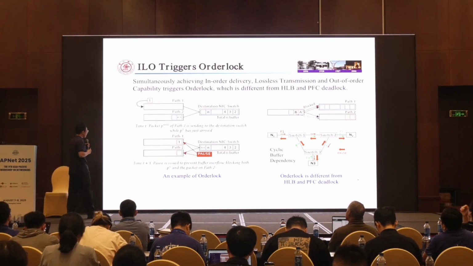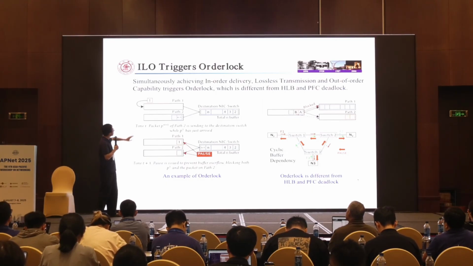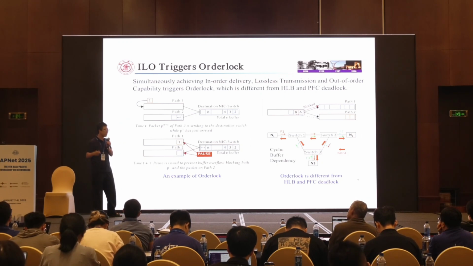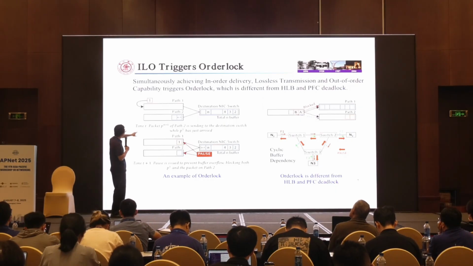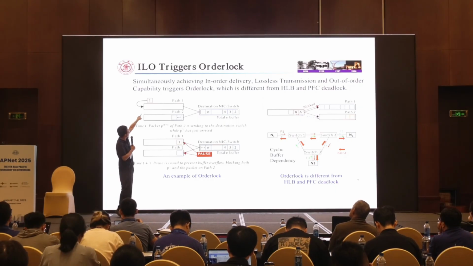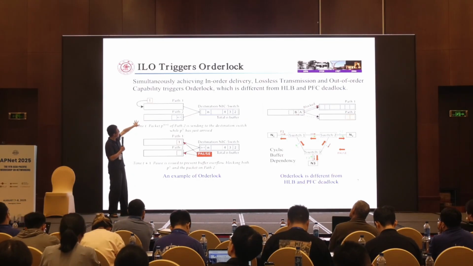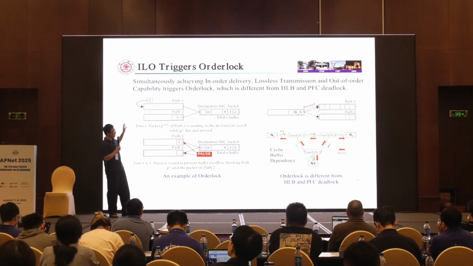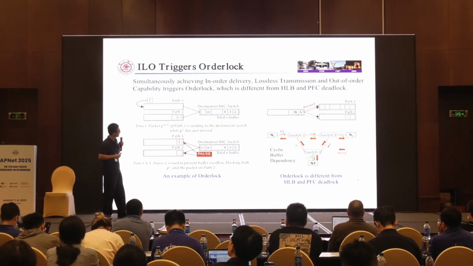We can look at this example. Suppose we have n+1 packets being transmitted in the network. Packet 1 is transmitted through path 1. All the other packets are transmitted along path 2. But unfortunately, packet 1 arrives later.